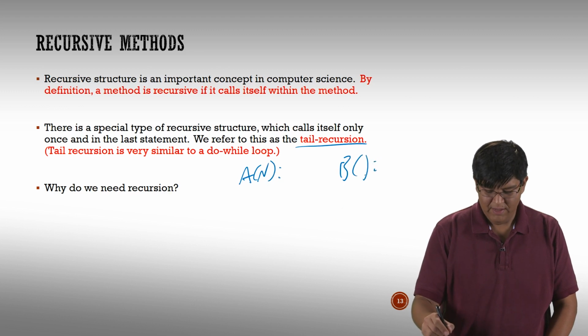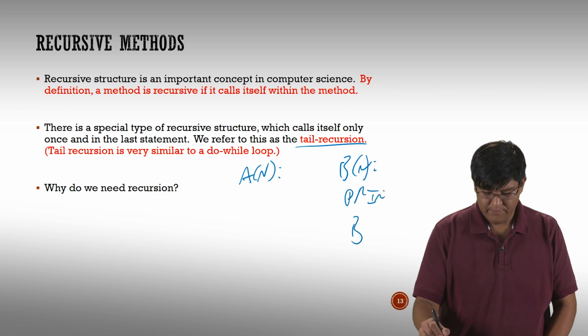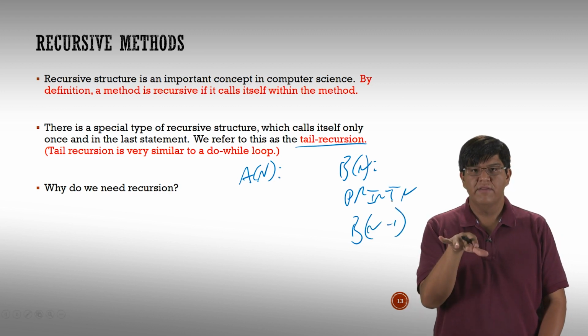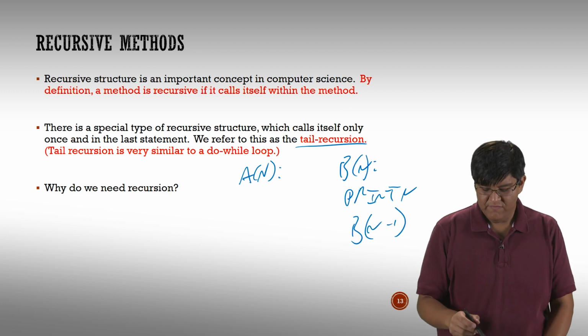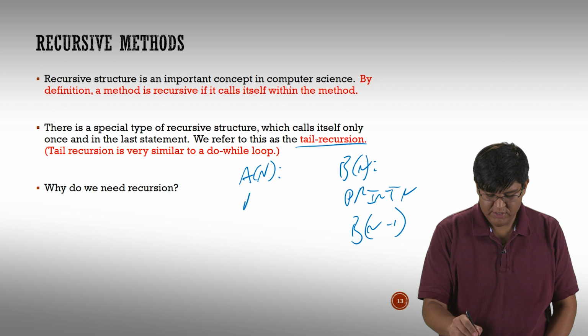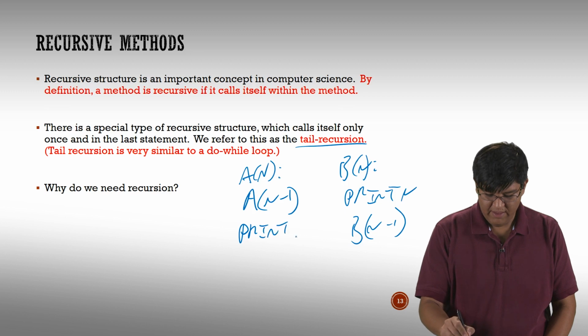So B perhaps could be: I could do print n, and then over here I could do n minus 1. So on the right-hand side, B of n is a function. First it prints n, then it calls itself on n minus 1. Versus over here I could have these orders switched. I could call A of n minus 1, and then print n.